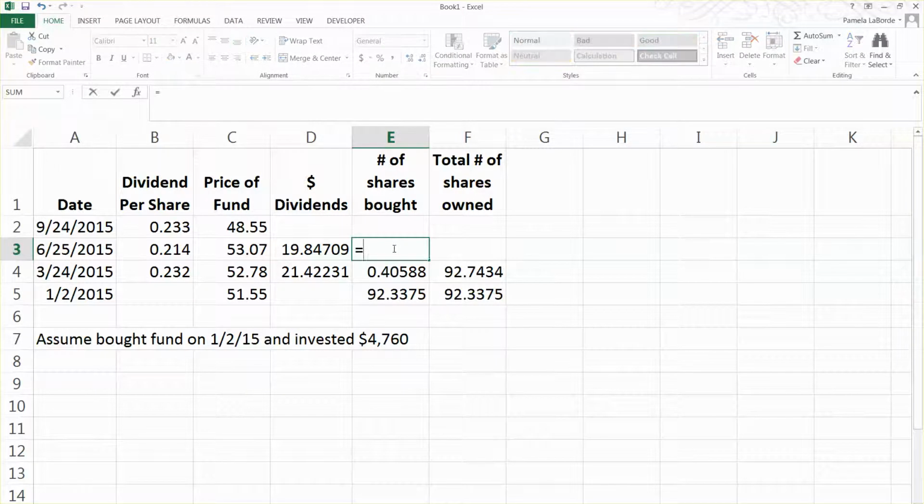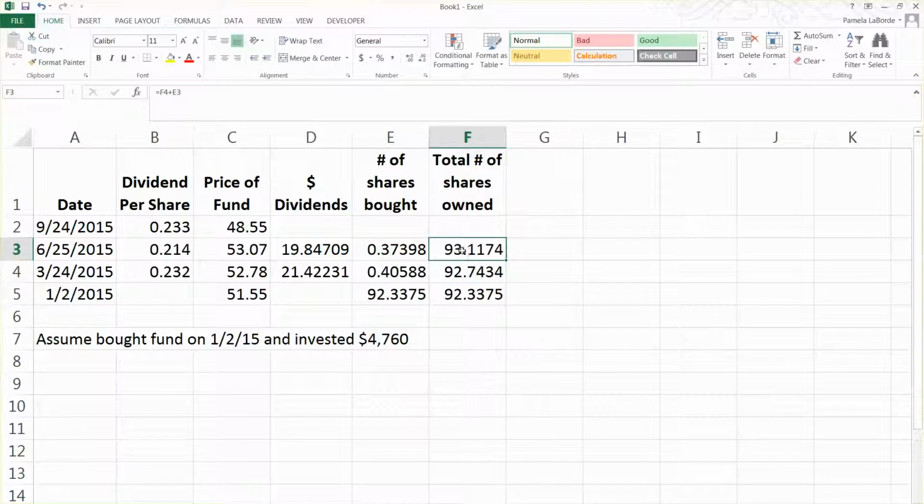The total number of shares she could afford to purchase with that $19.85 would be that dividend dollar amount divided by the price of the fund on that day. And the price of the fund has risen, plus the dollar dividends has dropped, so she's not going to be able to afford quite as much as she could afford the previous time they paid a dividend. Now, take how many shares she owned previously, the 92.74, and add to that the fraction of a share that she just bought by reinvesting her dividend, and now she owns 93.12 shares. Do that one last time.